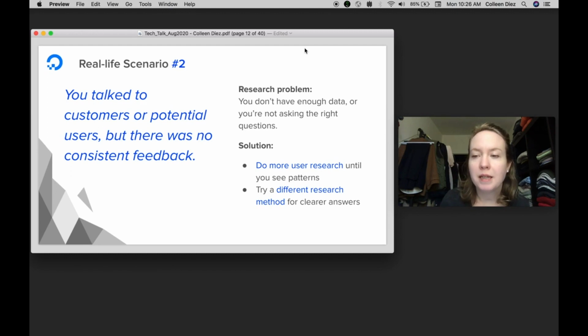And when I say that, I mean that qualitatively, a pattern would be 3 or more times that you are observing the same behavior or attitude or perception of a potential customer. You might also want to try different research methods to see if you can get clearer answers to the problem that you're trying to solve.